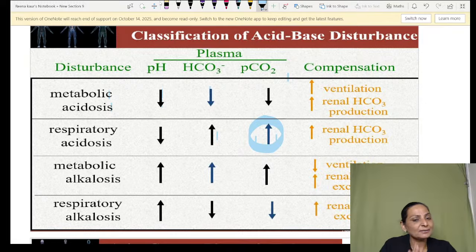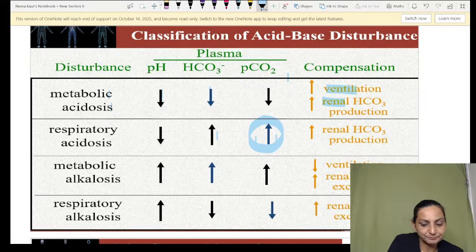So you can see that the first step in classification of an acid-base disorder is to look at your pH. Second is to look at bicarbonates. When the pH and the bicarbonates are in the same direction, it is a metabolic condition. But when the carbon dioxide level is elevated, it would be respiratory acidosis. If the carbon dioxide level is reduced, it would be respiratory alkalosis. Compensation is going to be given either by kidneys or by the respiratory system.